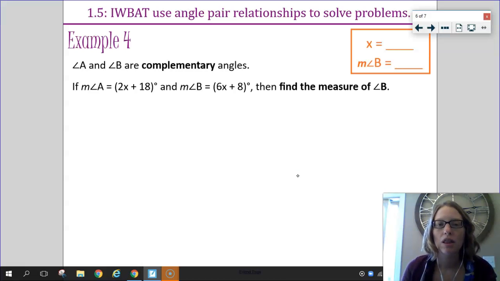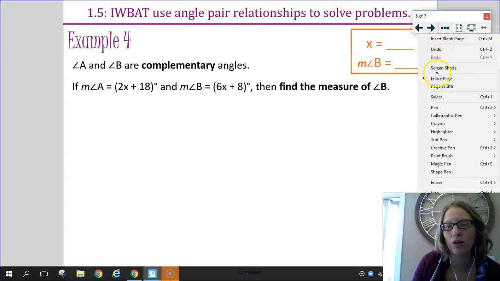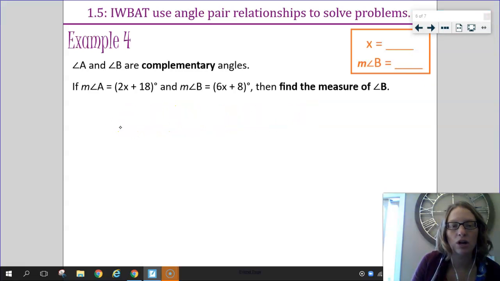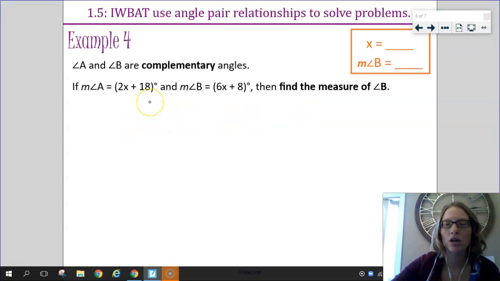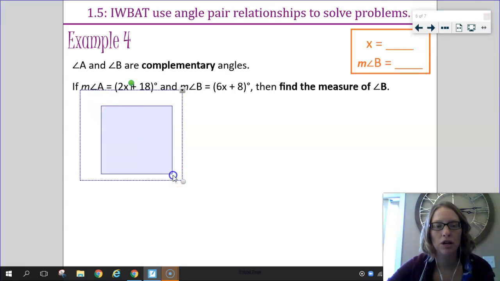The first thing you should do whenever you're given information like this is to draw a picture if one is not provided for you. So the very first thing I would do here is draw a picture of my two complementary angles. So I'm going to go ahead and do that. And when you draw that picture, you should get a picture that looks something like this one.